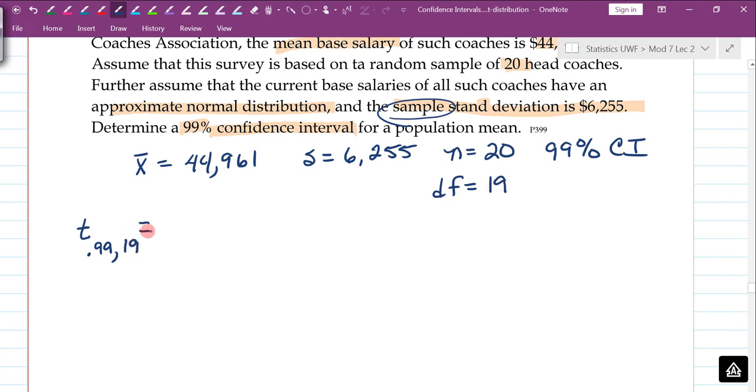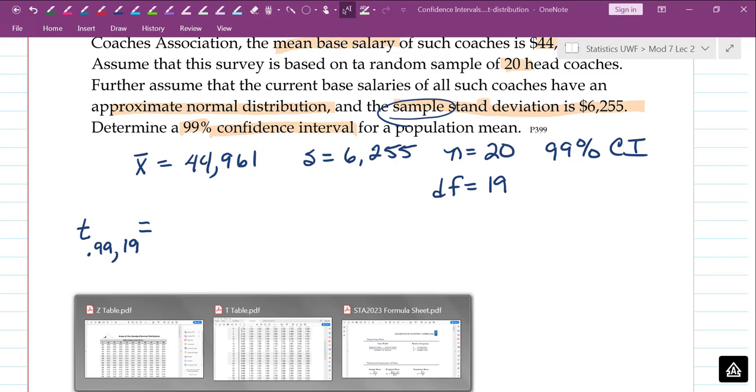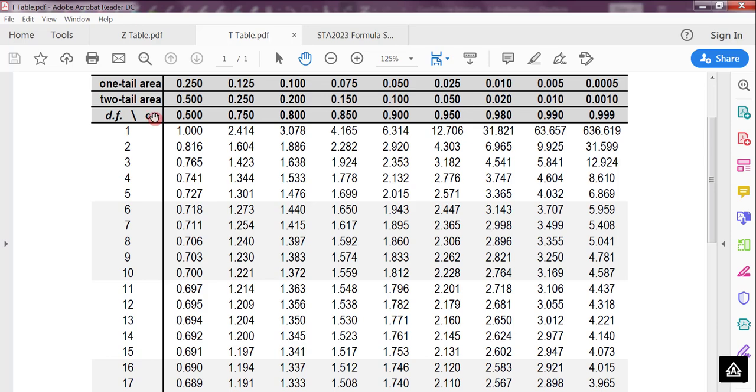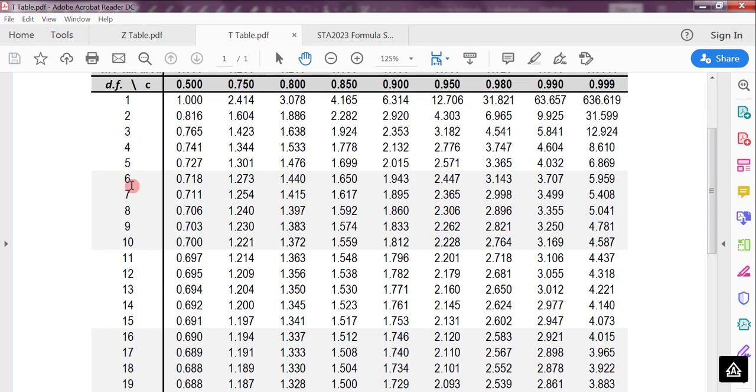We're going to pull up our t-tables. If you've got your t-tables, feel free to pause the video, find it, and then see if you get it right. If you're not quite sure, you just want to work with me, that's fine too. So we're coming into where C is equal to 0.99, which is this column right here. And then we have 19 degrees of freedom. So we're going to come all the way down here and come straight across and look at the intersection. And we see that our value is 2.861.